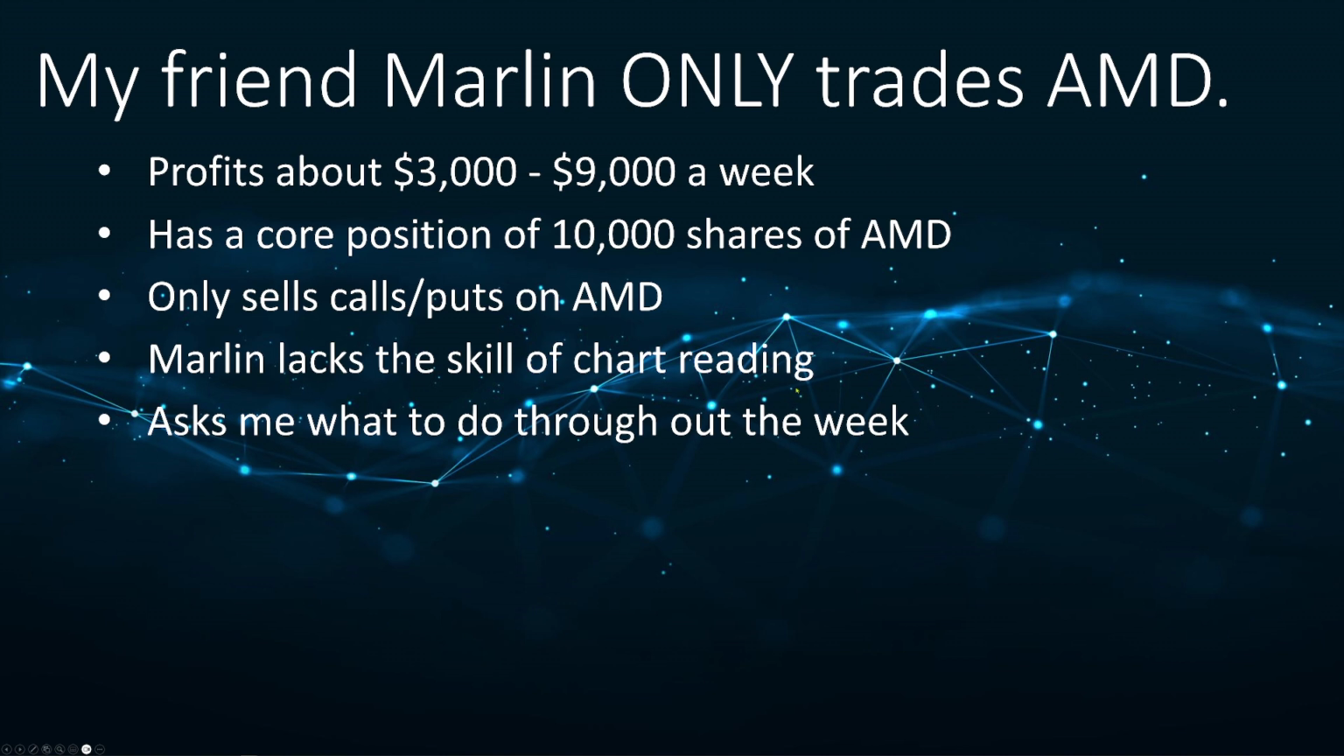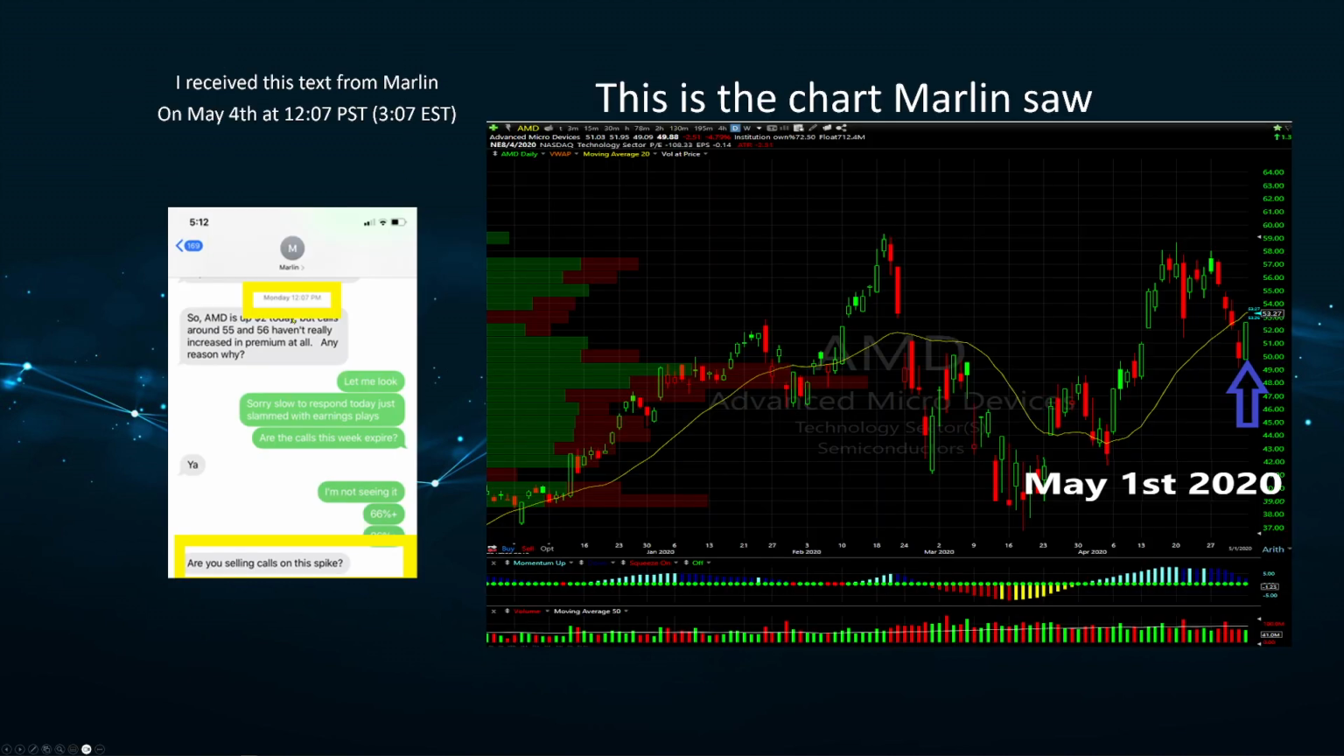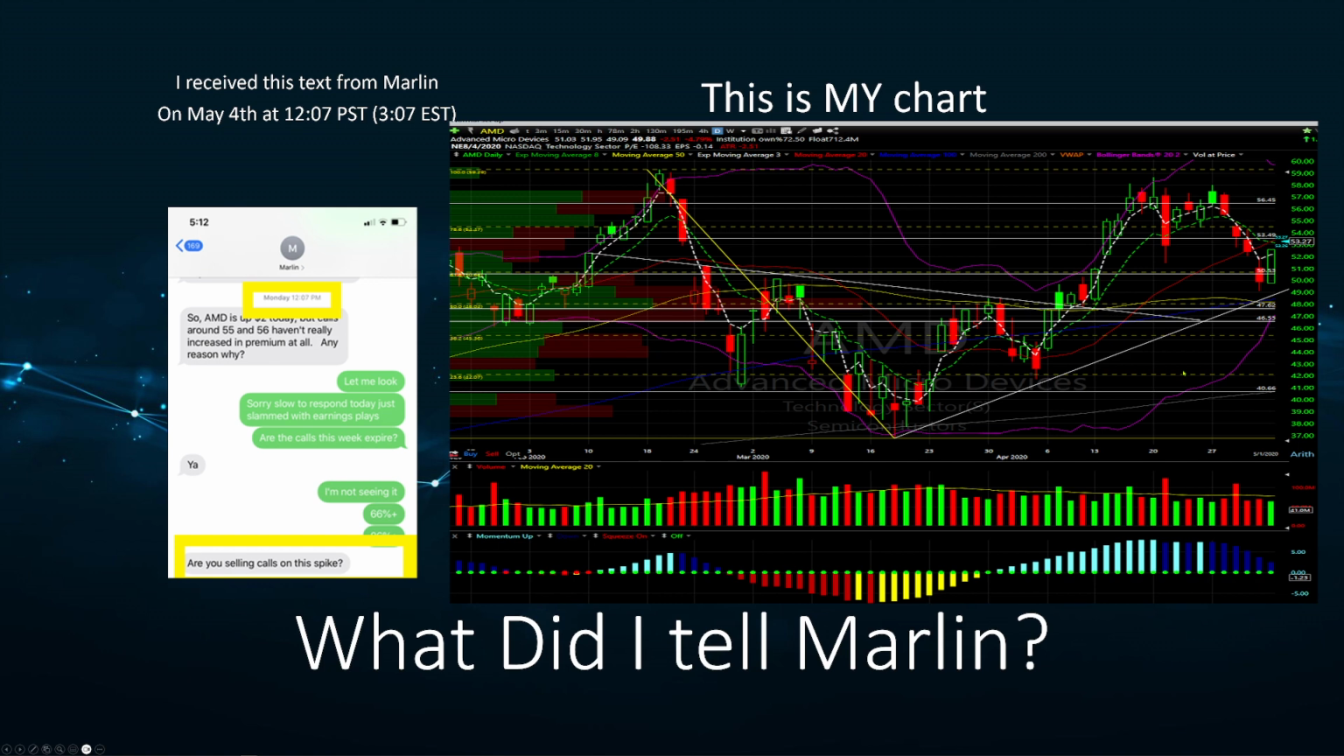So he doesn't have chart reading skills as good as I do. So he asked me what to do throughout the week. He sent me a text and he said, "Hey, are you selling calls on this spike?" This is what it looked like when he was asking me. And what do you guys think my answer was? Was I selling calls on this spike?